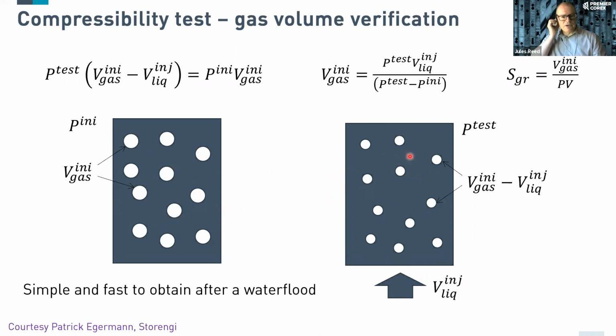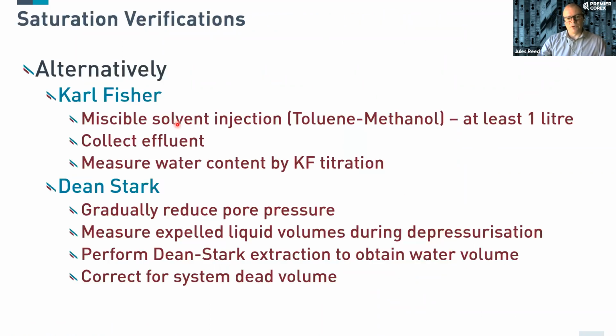And so you can calculate the volume of gas based on Boyle's law. So P1V1 is P2V2. And that allows you to potentially measure the residual gas saturation in place. Then afterwards, or alongside that, you can also measure the water in place. And there are a couple of methods to do that.